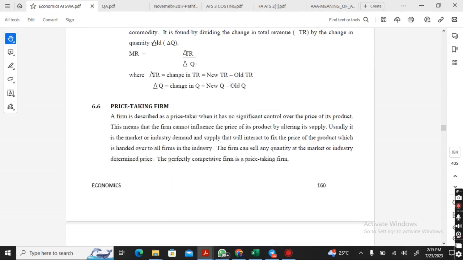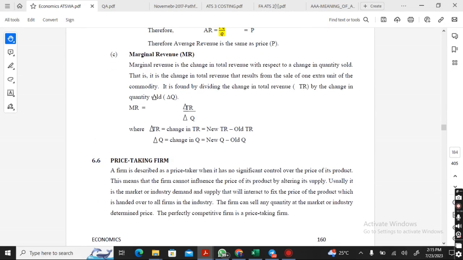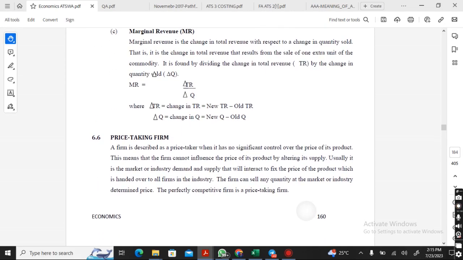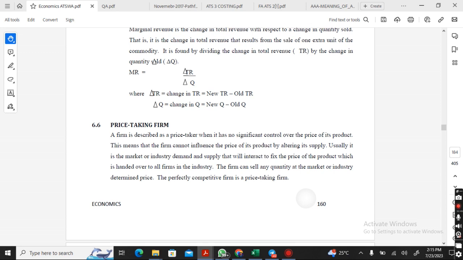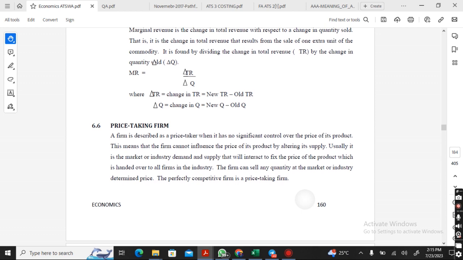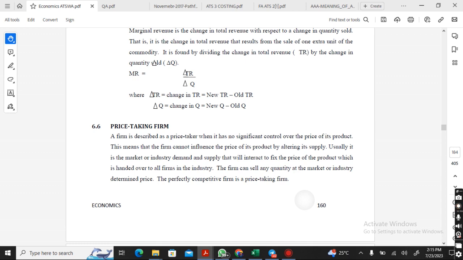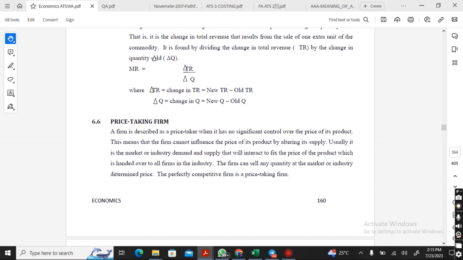Let's look at this. Price taking firm. A firm is described as a price taker when it has no significant control over the price of its product. This means that the firm cannot influence the price of its product by altering its supply. Usually, it's the market or industry demand and supply that will interact to fix the price of the product, which is handed over to all firms in the industry. The firm can sell any quantity at the market determined price.